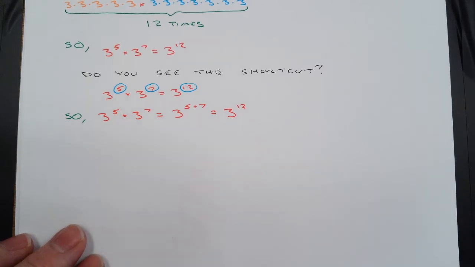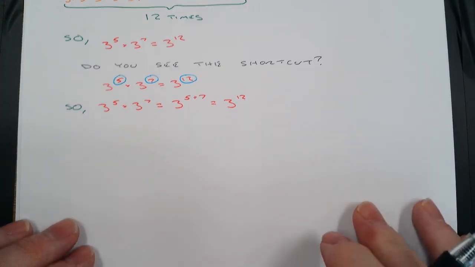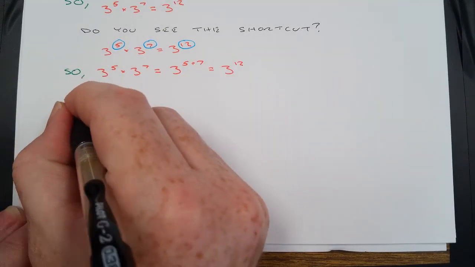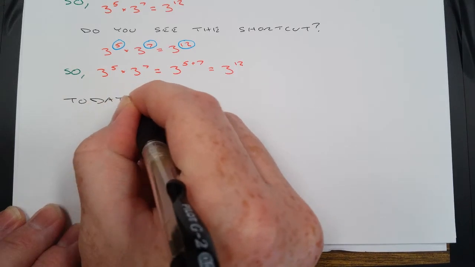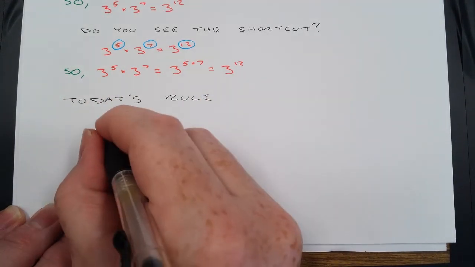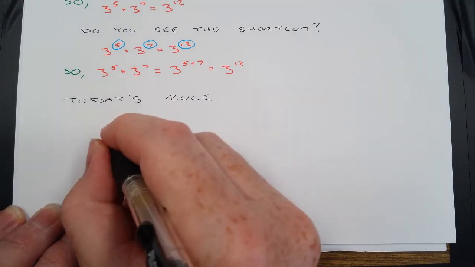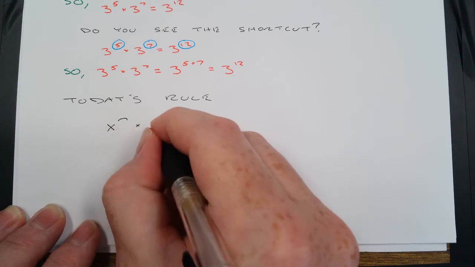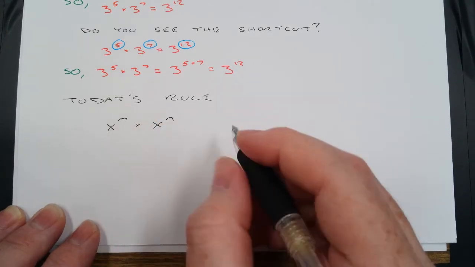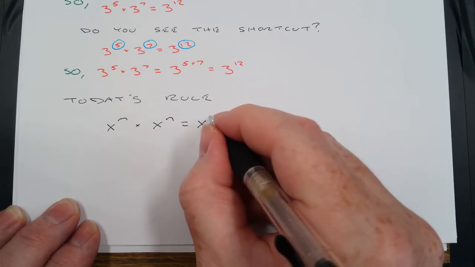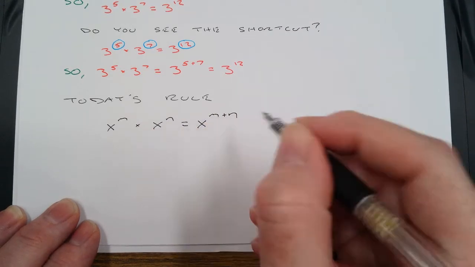I'm going to ask you today to use the rule, because I really don't want to see you writing so much. Use the rule. So let's go down here. Today's rule. This works for any number. So if we have x base with an m exponent times x base with an n exponent, the rule is the x just goes to the m plus n.